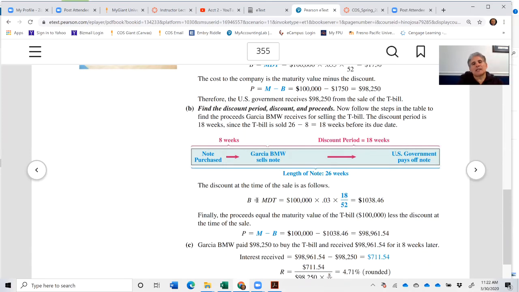The bank knows that the maturity value is $100,000. The discount rate is 3%. They're going to use 3%, and the time is no longer 26 weeks, it's 18 weeks. So 18 divided by 52 is going to be the time or the term. We're going to run the computation on this, and we're going to come up with $1,038.46. That's going to be the discount, the bank discount.